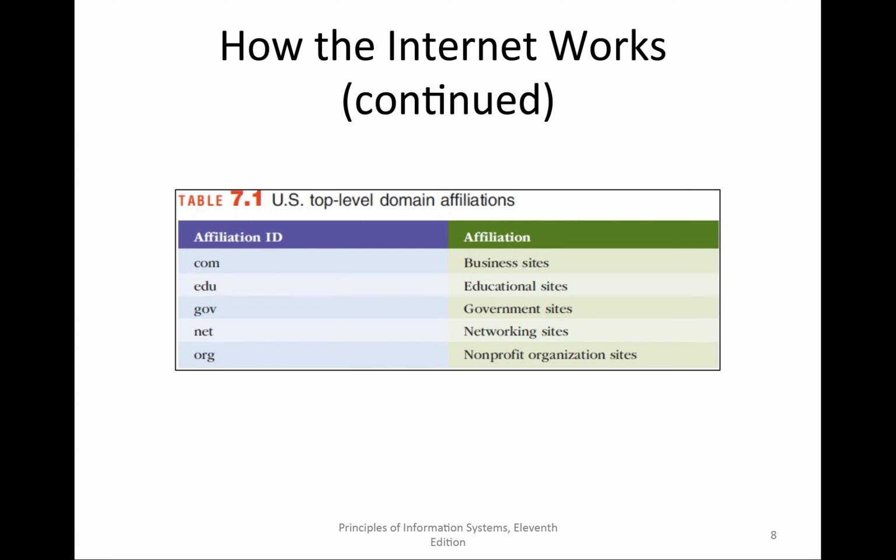Okay, this figure also shows you the affiliation ID and the affiliation. Normally business sites use .com. Educational sites use .edu, like our institution is cio.edu. Governmental sites use .gov. Networking sites use .net. And if it is non-profit organizations, they can use .org.